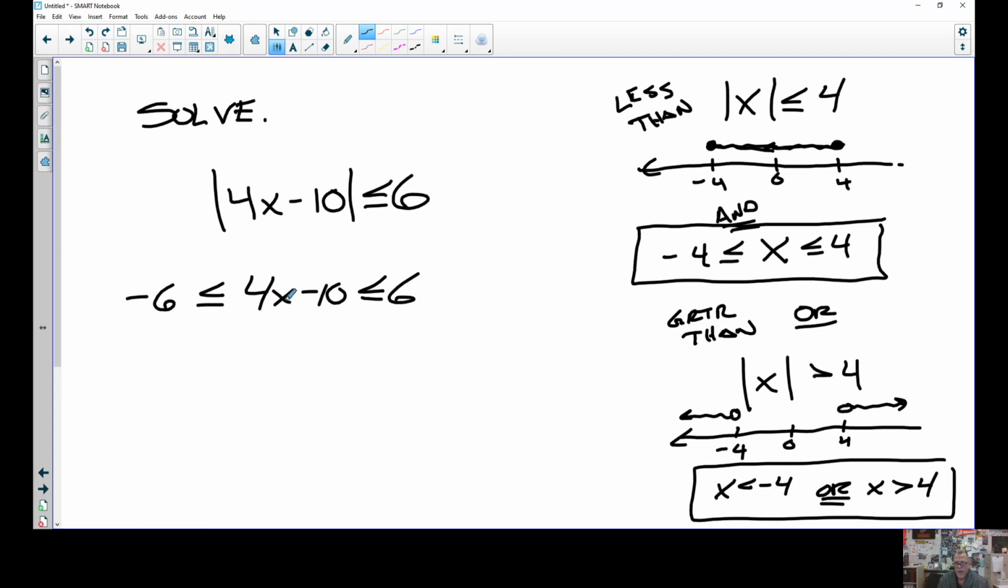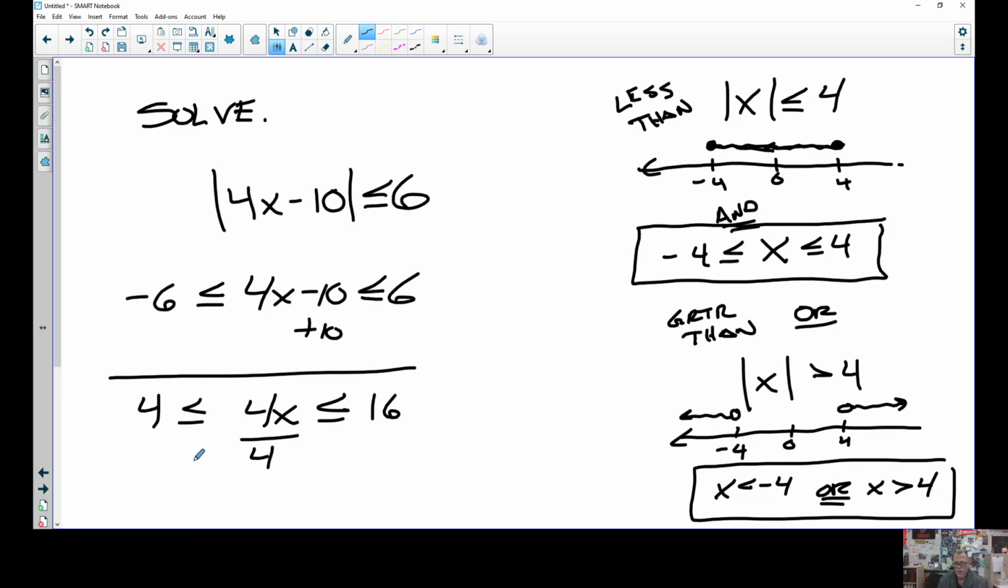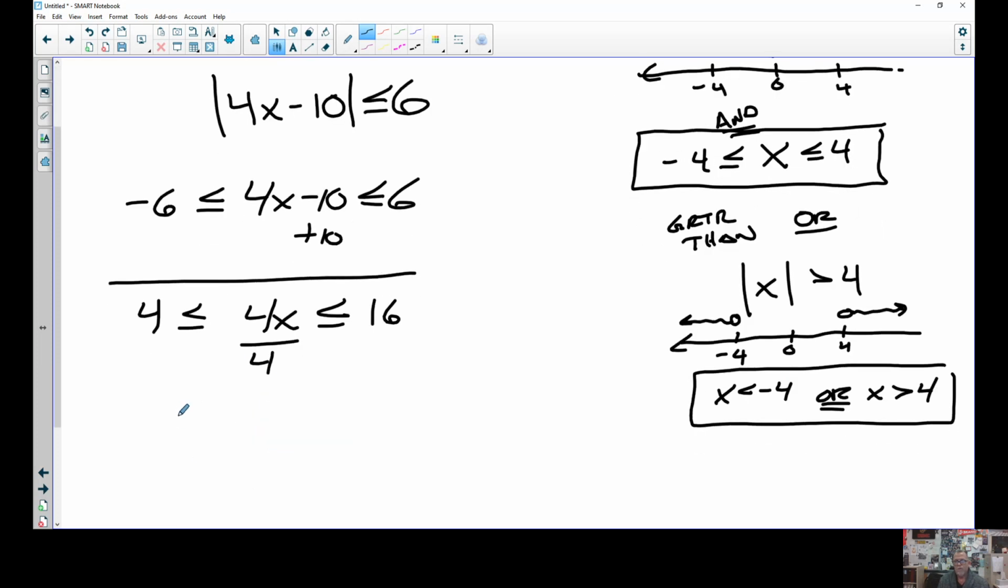Now I solve for x to get x by itself. I'm trying to, in here, get x by itself. So I'm going to add 10. When I say add 10, I do it to all three things. So over here, -6 plus 10 is 4. Here, this thing cancels the 10 there. 6 plus 10 is 16. Almost got x by itself. I got to get rid of the 4 in front of the x, so I divide by 4.